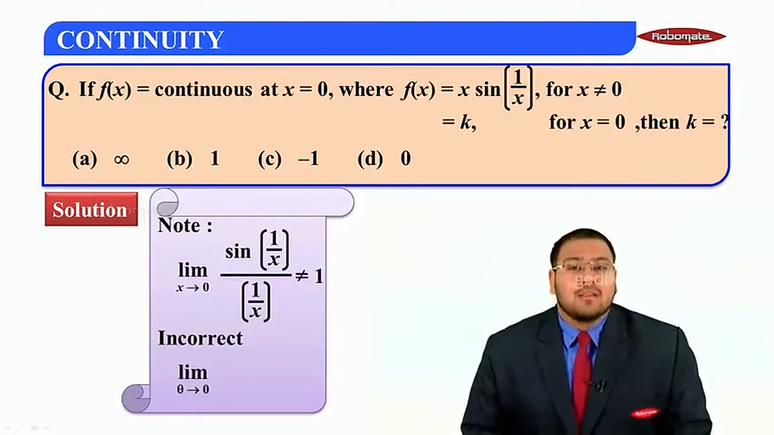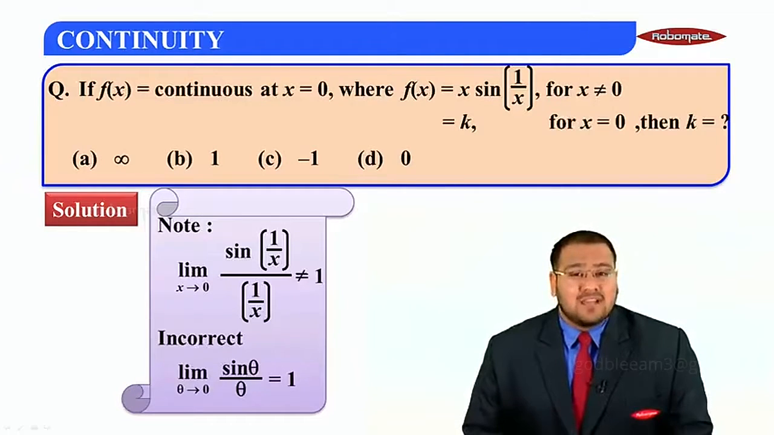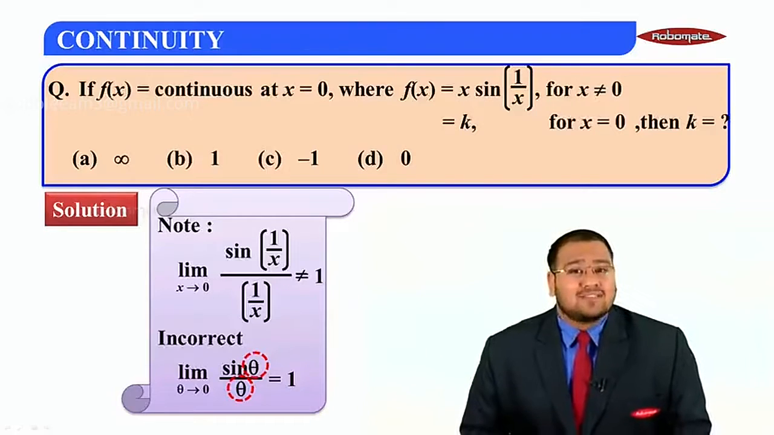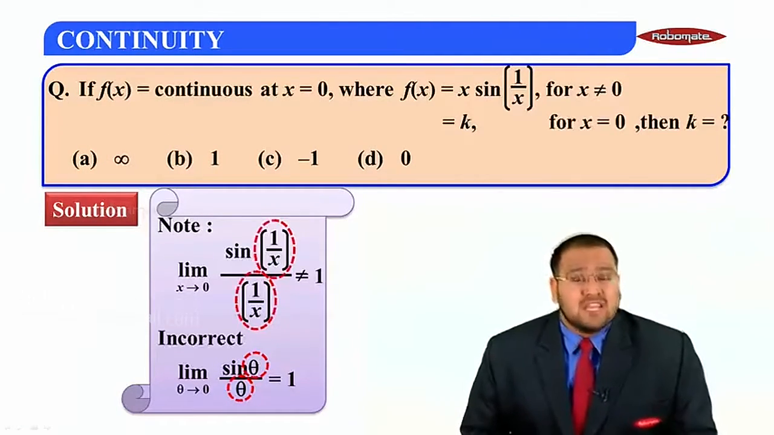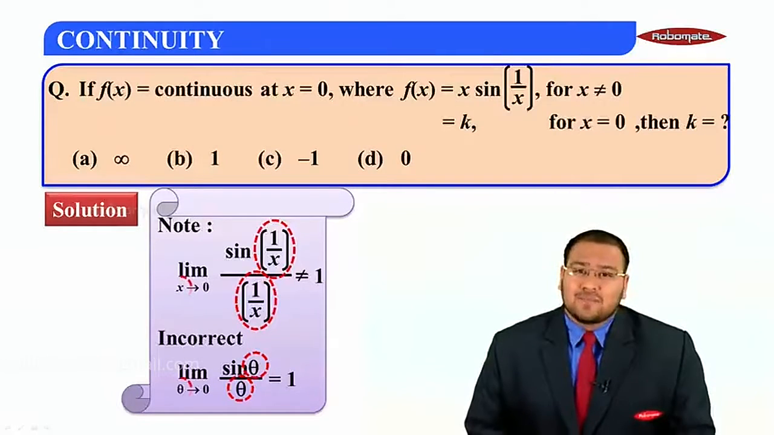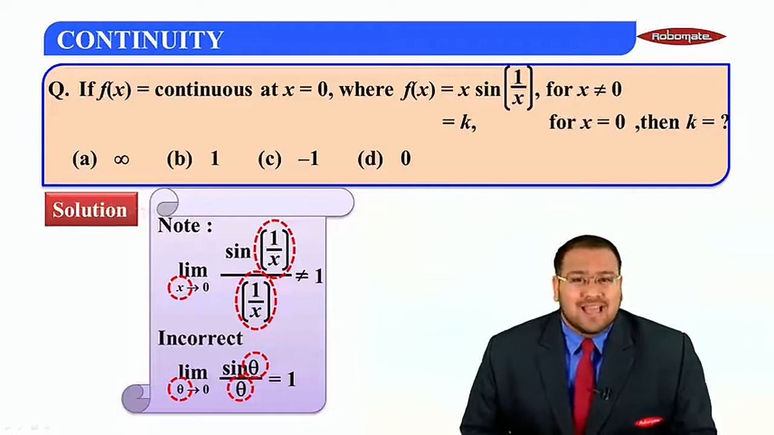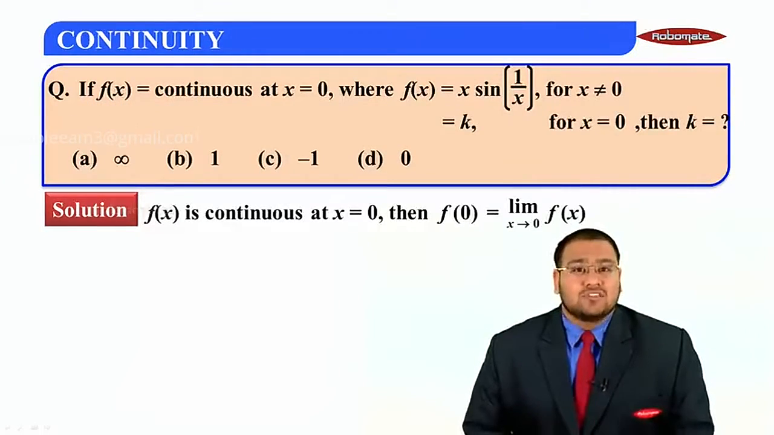We know that the limit as theta tends towards 0 of sine theta by theta is equal to 1 only when the theta in all cases remains theta. Over here, if you see, the theta in the function is 1 by x, but while applying limits it is only x, and hence it is incorrect. So now let's go for the solution.